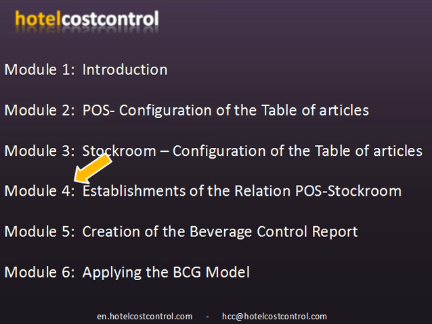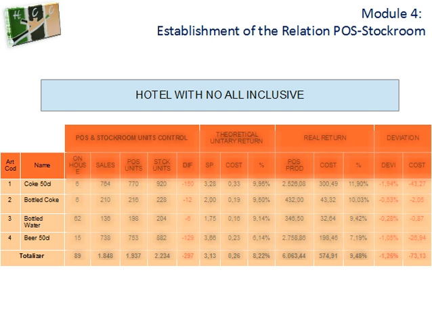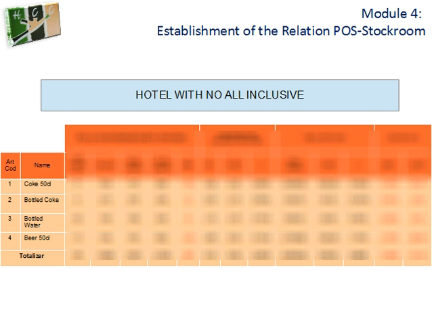Module 4. Establishment of the relation POS-Stockroom. We go on to establish the relation between POS and stockroom for each department. Firstly, we will analyze a hotel that does not offer the option of all-inclusive. That is, all articles served are for paying customers, as also for invites on the house or other courtesies.